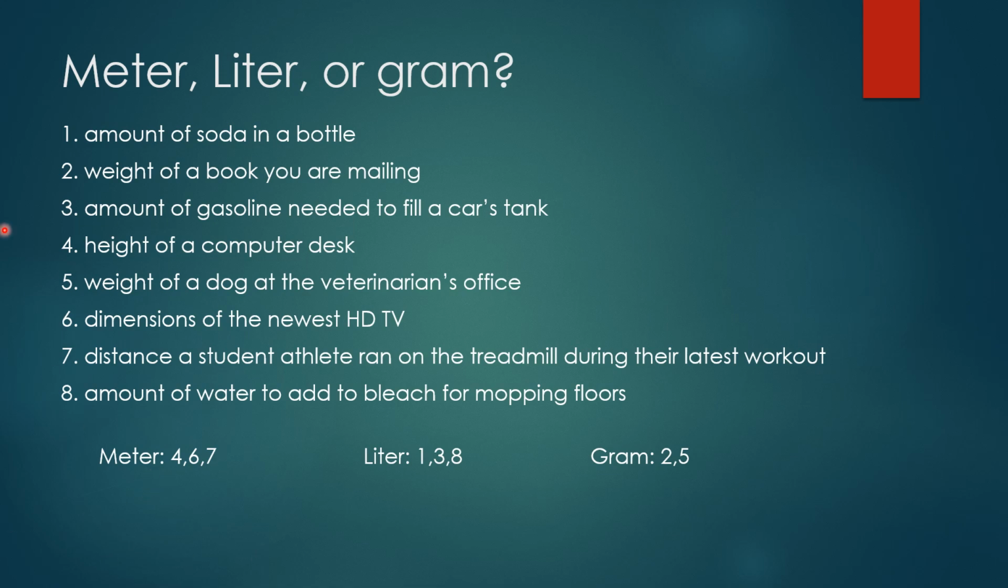Situations number 4, 6, and 7 are meter because they're all distances or heights or some sort of length. Meter is always going to be with length. Liter is going to be 1, 3, and 8. Notice those all have capacities, an amount of a liquid: amount of water, amount of gasoline, amount of soda. And then finally 2 and 5 are grams. They both talk about weights. So in the imperial system, we'd use pounds as weight. In the metric system, grams are used.